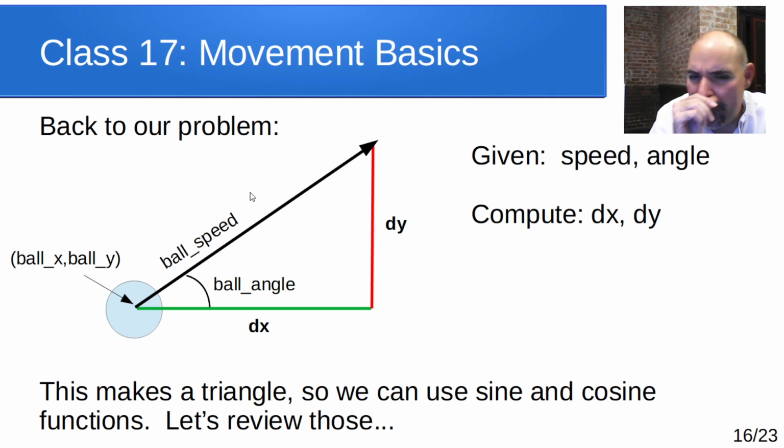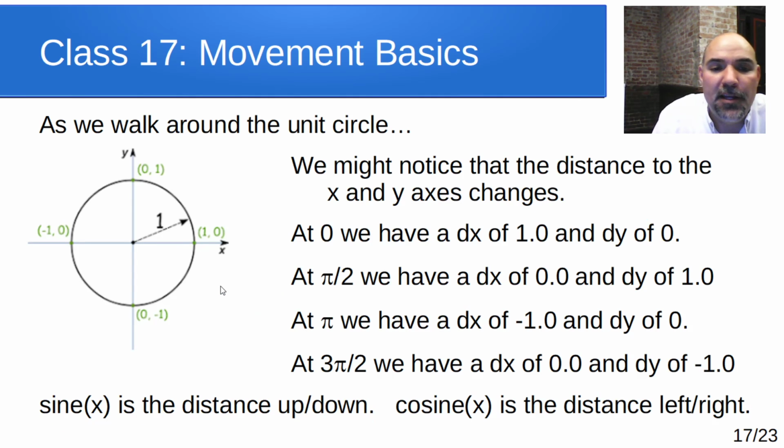I'm going to teach this a little differently, more back to the concept of what we're dealing with on the screen, where we have this ball moving along x and along y, and we have the angle and the speed. So I'm going to review sine and cosine for a second. If we walk around that circle again, just like we were measuring those angles, and it's a unit circle with a radius of 1, we would notice that the distance to the x and y axes changes. In other words, how far to the left and right, or how far up and down am I?